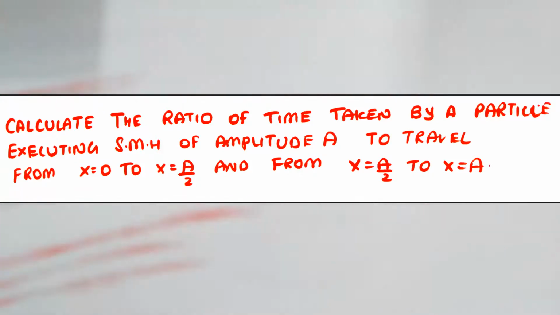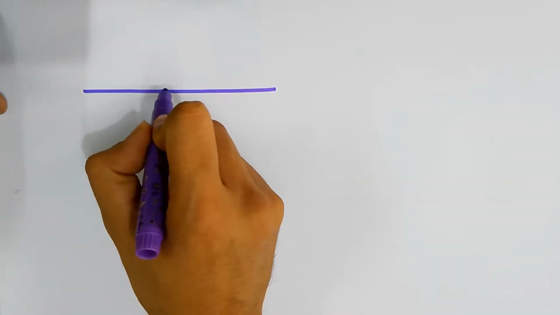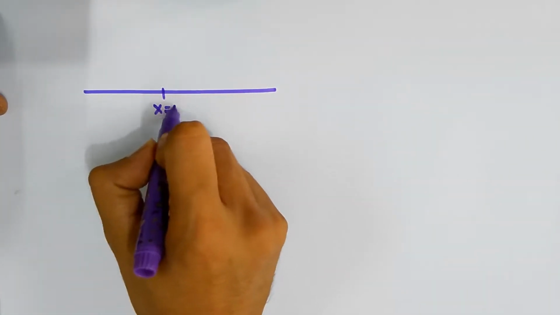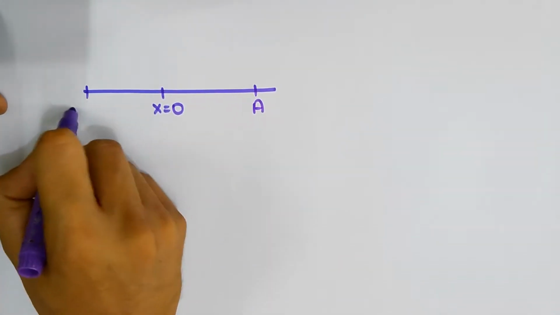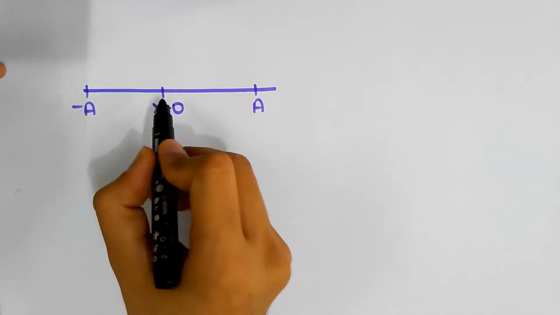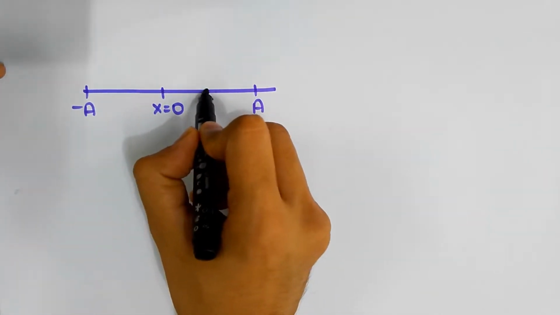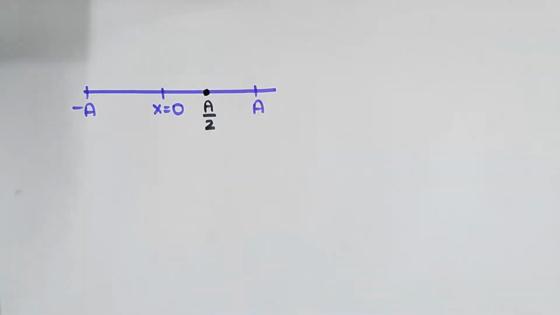Alright, let's make a quick drawing for this. Let's consider this to be our straight line motion, the line along which the particle is executing simple harmonic motion, and let's consider this to be the equilibrium position, and you have x equals plus a and you have minus a. We need to figure out the ratio of the time it takes to go from here to a by 2 and then from here to here.